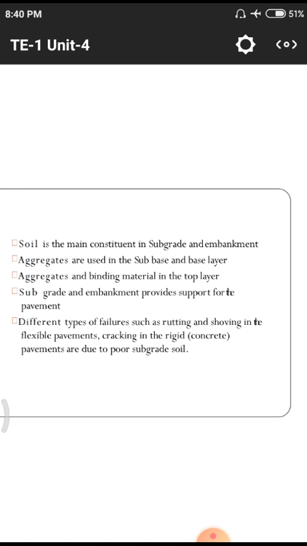Definitely in the case of flexible pavements, those rutting and shoving occur, not in the case of rigid pavements. Why? Because rigid pavements have a huge amount of thickness. But in the case of flexible pavements, we are maintaining some quantity of thin pavements, not thick pavements.